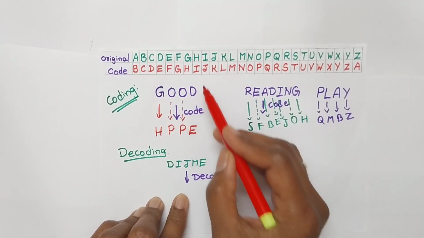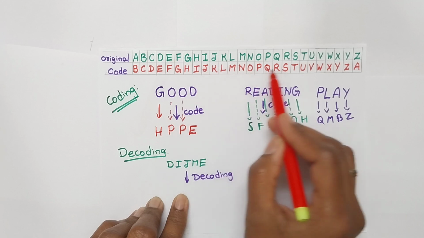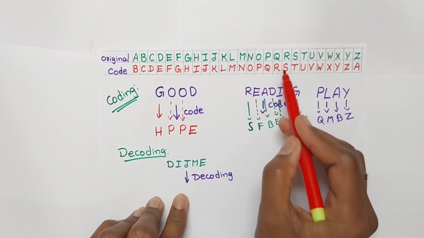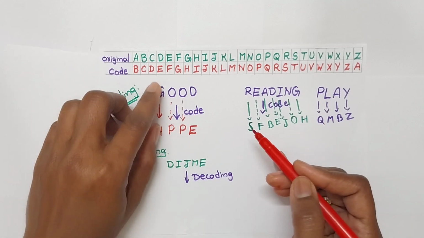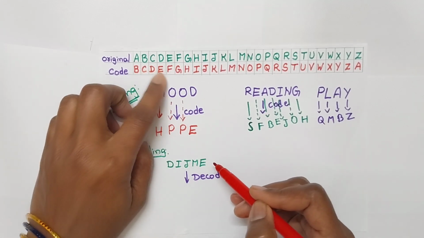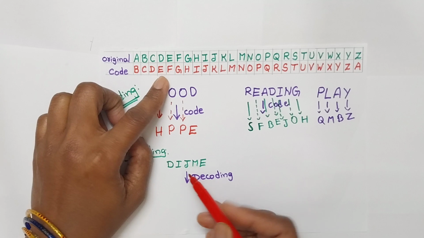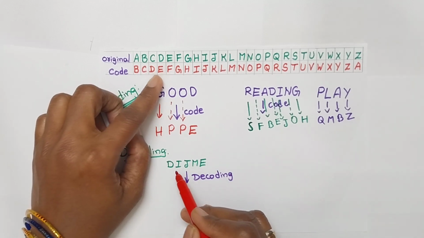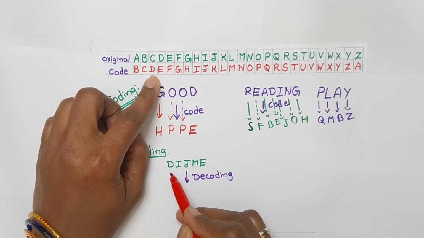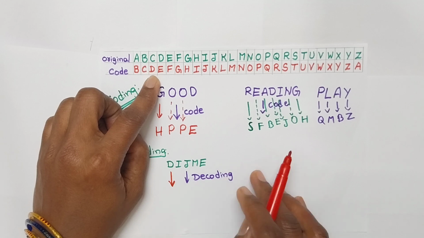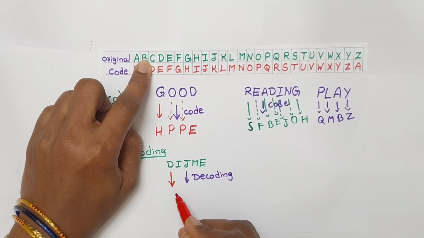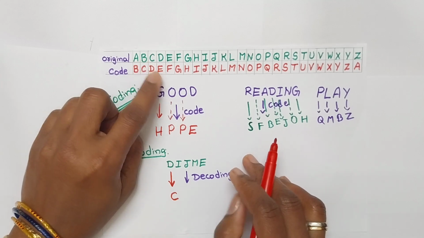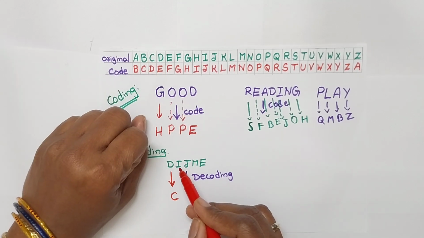We have to check the letters in the second line and take the letters from the first line. So, we have to check these letters in the second line. First, we check D. Where is D in the second line? Here is D. The original text for D is C. And the second letter is I.